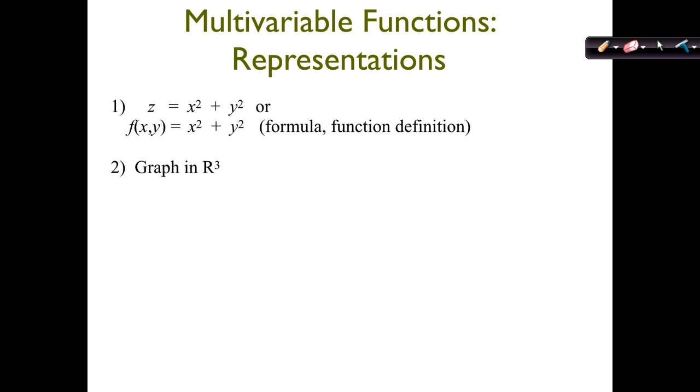Okay, next would be a graph. And we know how this graphs. We've seen this before. What is that equation? Z equals x squared plus y squared. Is it a cylinder? A circle? A sphere? A hyperbolic cylinder? It wouldn't be a cylinder because all three variables are there. Good. So it's not a cylinder because we have all three variables.